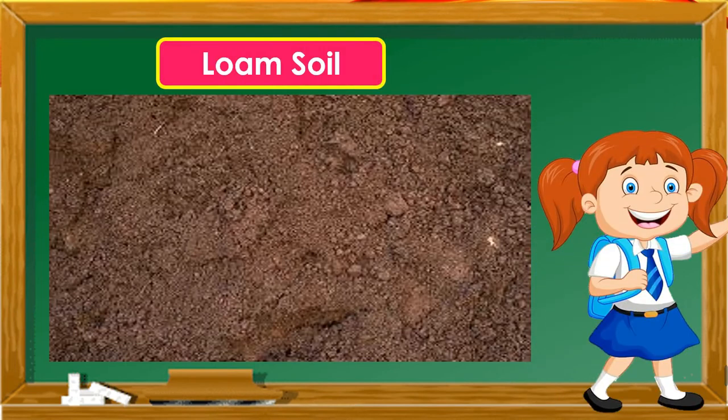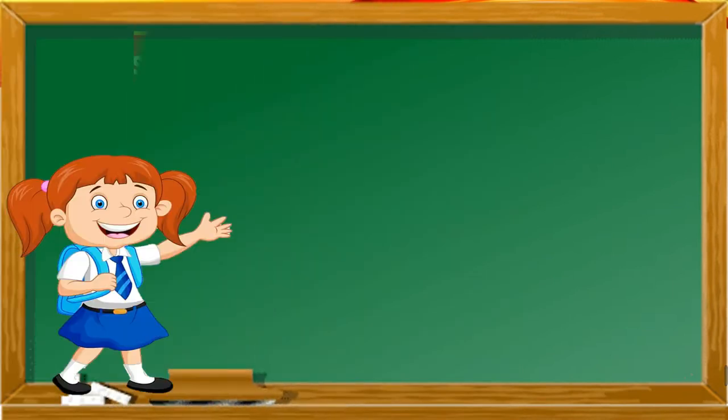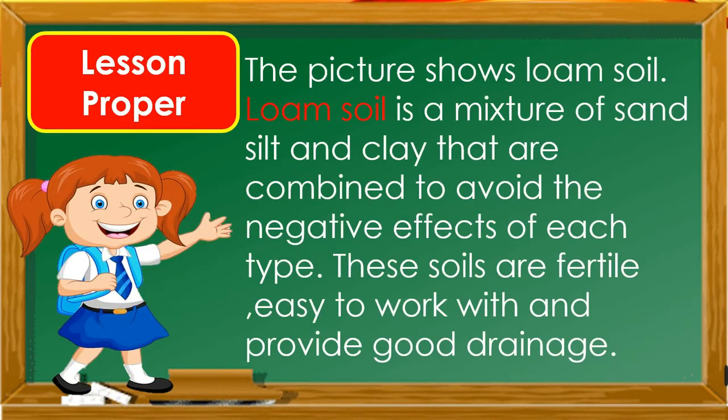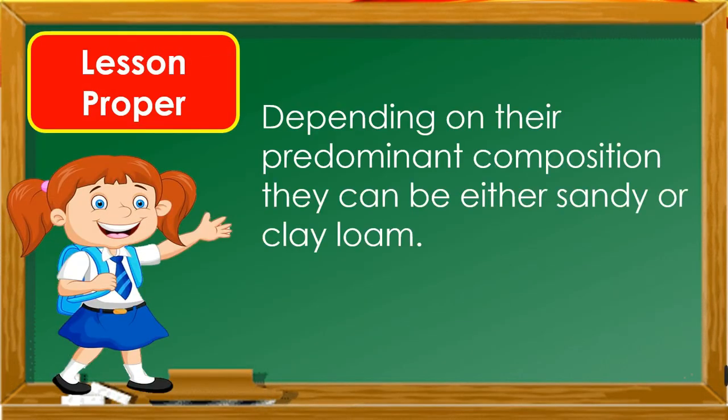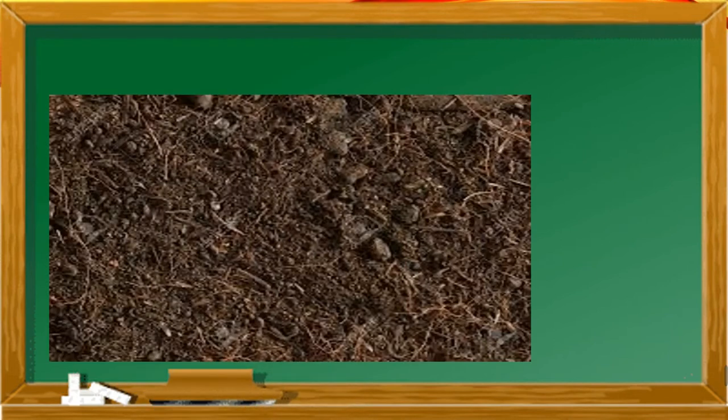Loam soil. The picture shows loam soil. Loam soil is a mixture of sand, silt, and clay that are combined to avoid the negative effects of each type. These soils are fertile, easy to work with, and provide good drainage. Depending on their predominant composition, they can be either sandy or clay loam soil.